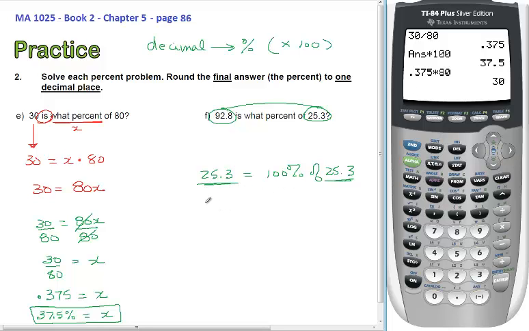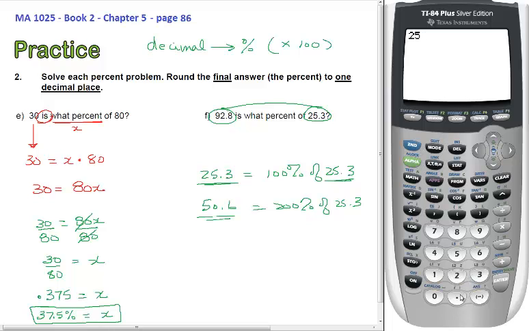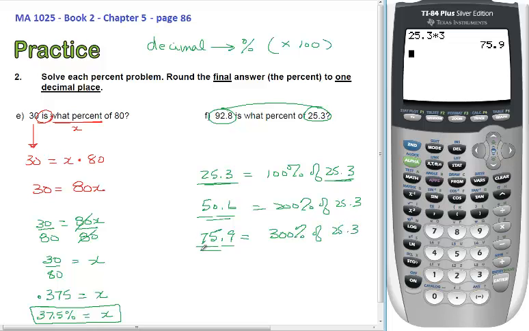If I multiply that by 2, which is 50.6, that would be 200% of 25.3. If I multiplied it by 3, that's 25.3 times 3, that's 75.9. So if I had 75.9, I know that would be 300% of 25.3. Let's go one more just to show you. I can estimate that answer. 25.3 times 4 is 101.2, which would be 400%.